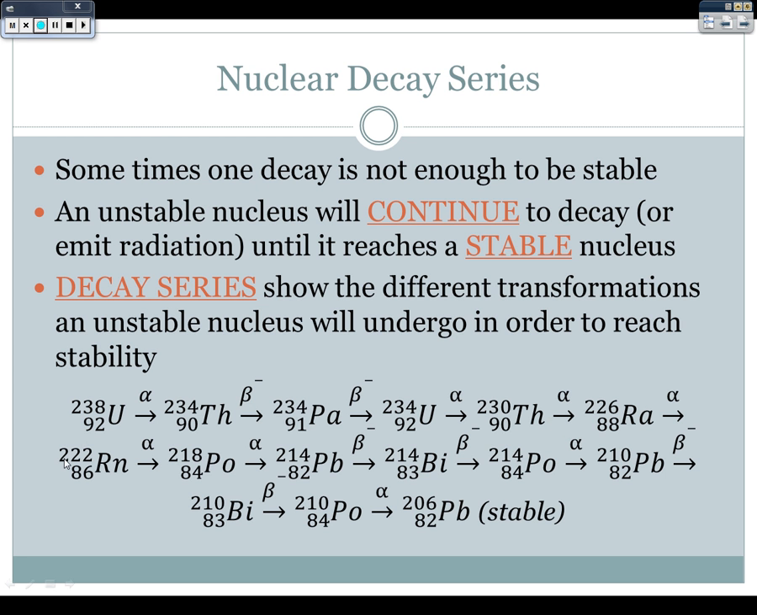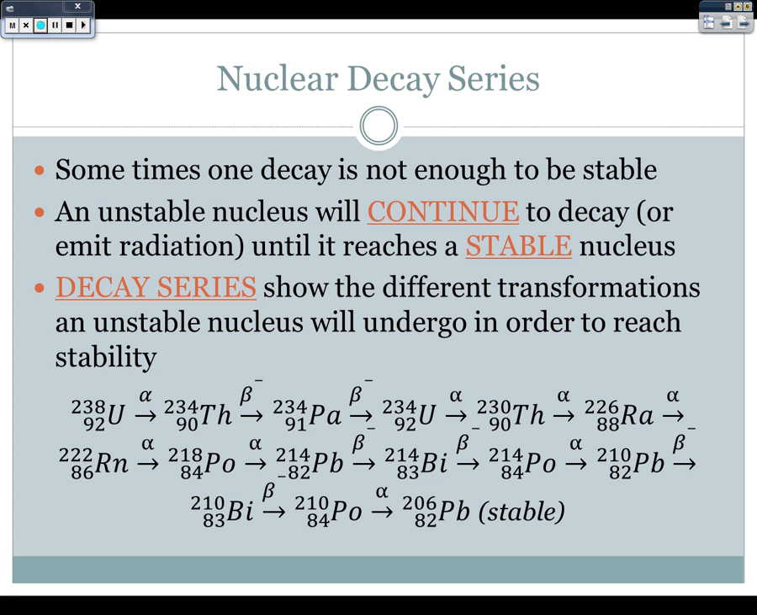radium-226, which alphas into radon-222, which alphas into polonium-218, which alphas into lead-214, which betas into bismuth-214, betas into polonium-214, alphas into lead-210, which betas into bismuth-210, which betas into polonium-210, finally alpha decaying into lead-206.